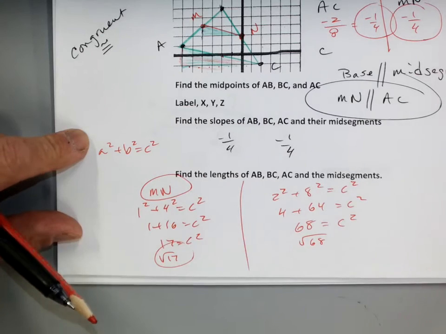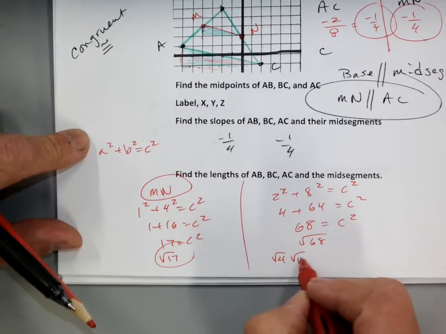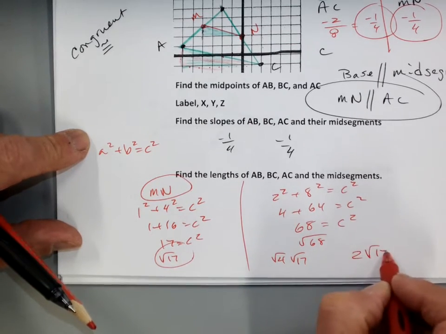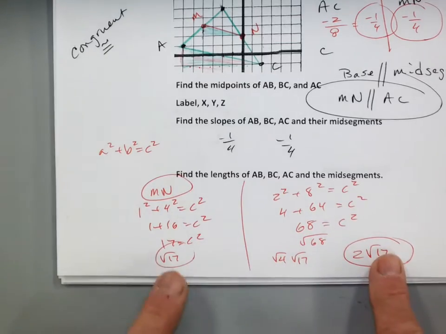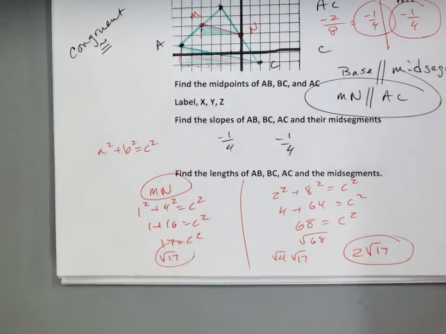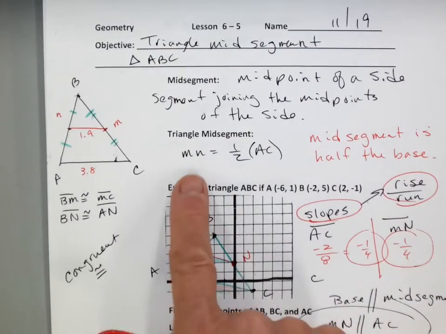Now that can be broken down. 68 is the same thing as the square root of 4 times the square root of 17, and the square root of 4 is 2, so we get 2 square root of 17. Now if I compare the lengths, sure enough, the base is twice as long as the mid-segment. Well, we knew that, right? If we go back up to here, we just proved it again. We know that the mid-segment is half the base.